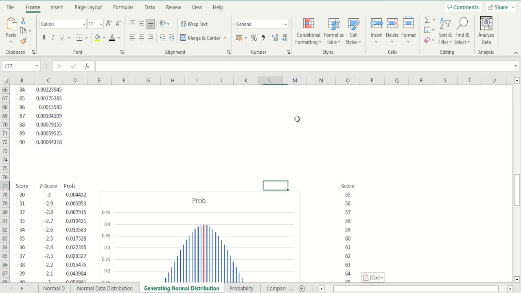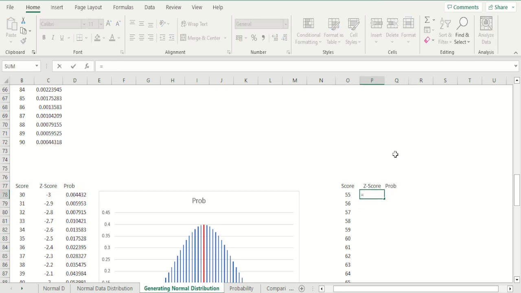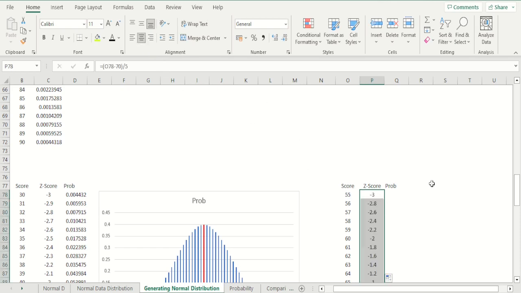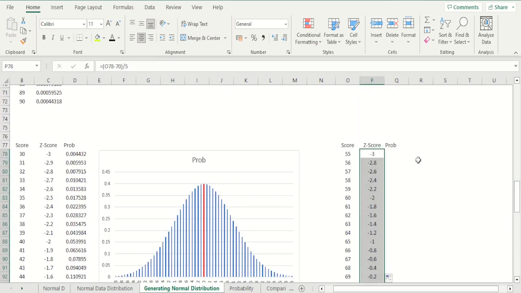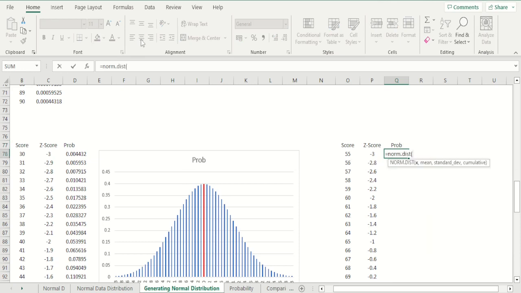So let's just put these scores here, and then we will need the z-score and the probability as well. So how do we generate the z-score? Remember, the z-score is nothing but how far the point is from the mean. The mean for this distribution is 70, and the standard deviation for this is 5. So that will give us the z-score right there. And then all that we have to do out here is fetch out the formula. It's already there. And now once we have the formula, let's generate the probability for this using the norm distribution function. So we have the norm distribution function right here.